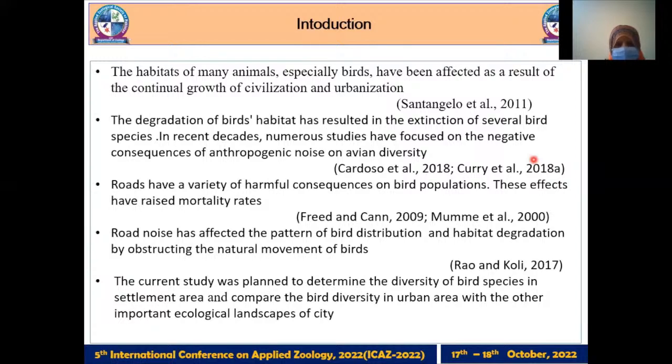The current study was planned to determine the diversity of bird species in settlement areas and compare the bird diversity in urban areas with the other important ecological landscapes of the city.